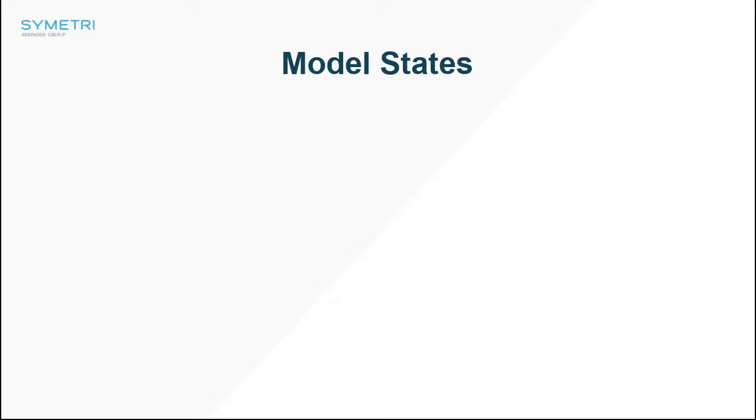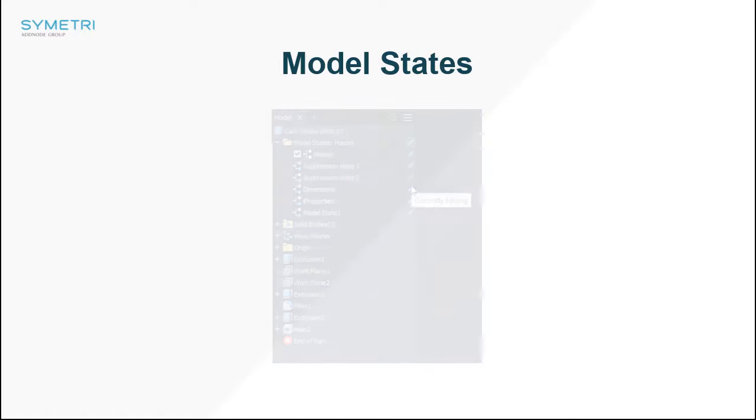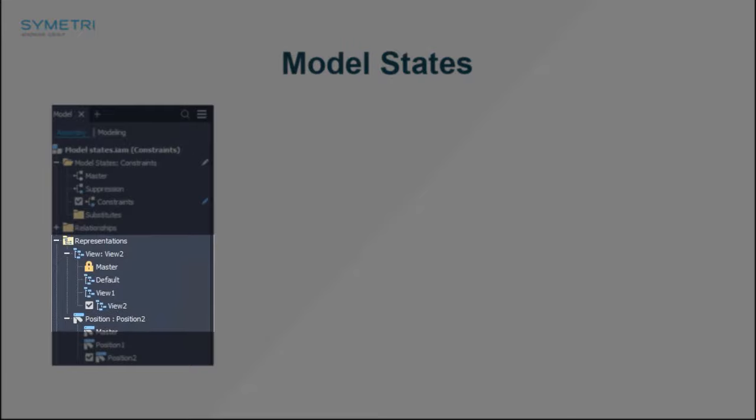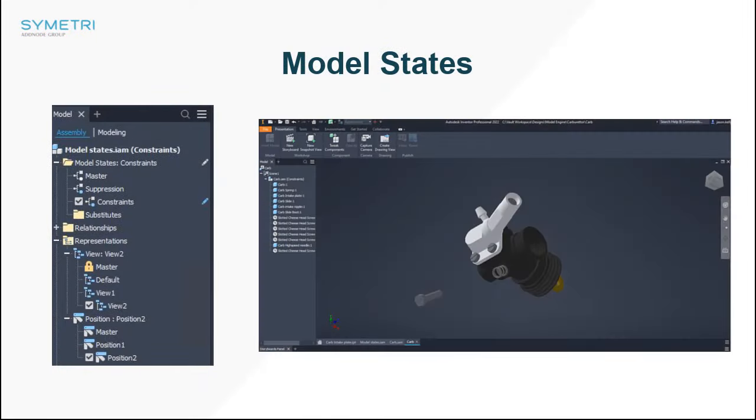A couple of other features that the new tool will have is that you can edit all model states in one go by using the pencil icon. Very useful for when wanting to make a global change to a family or manufacturing process. It also works with view and positional representations, as well as working within the presentation environment, allowing you to use the functionality throughout Inventor.